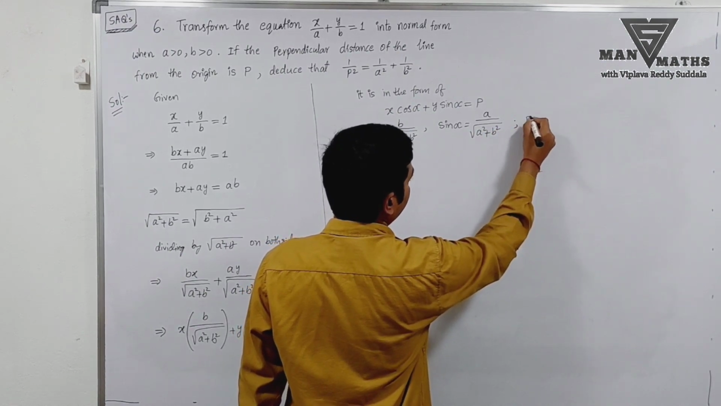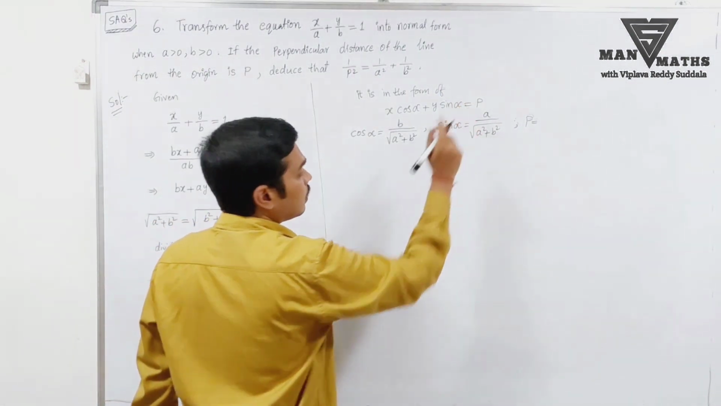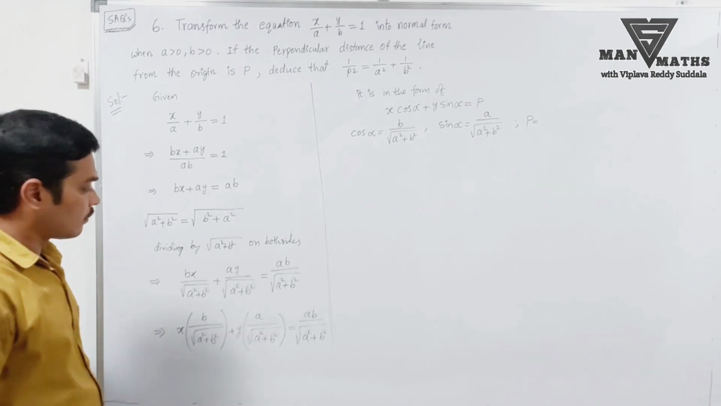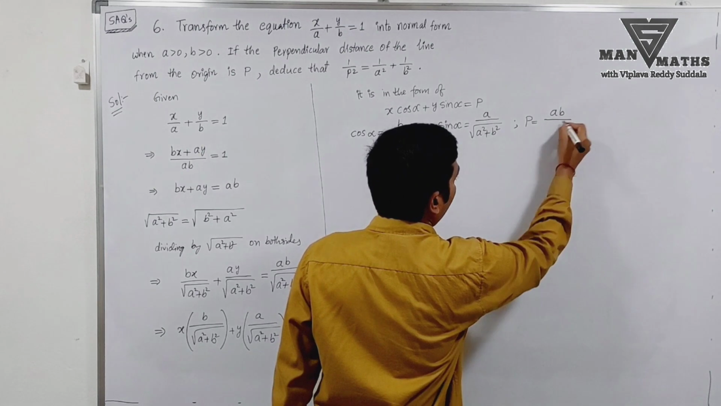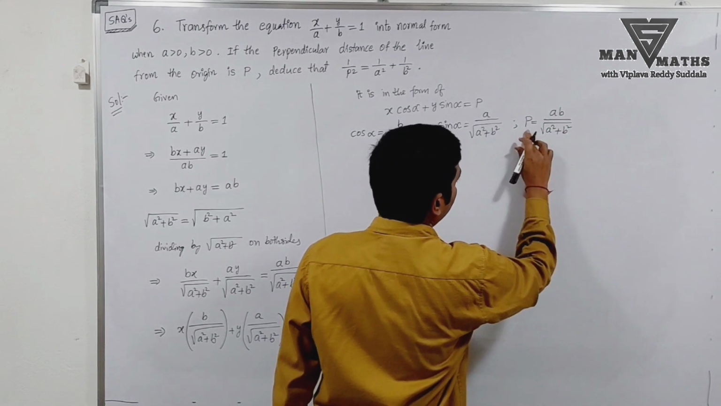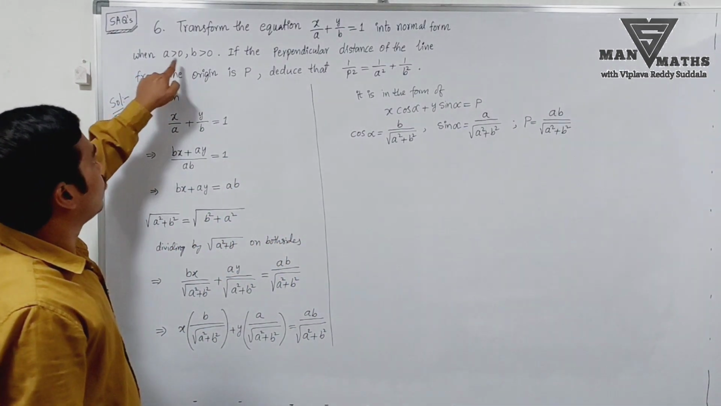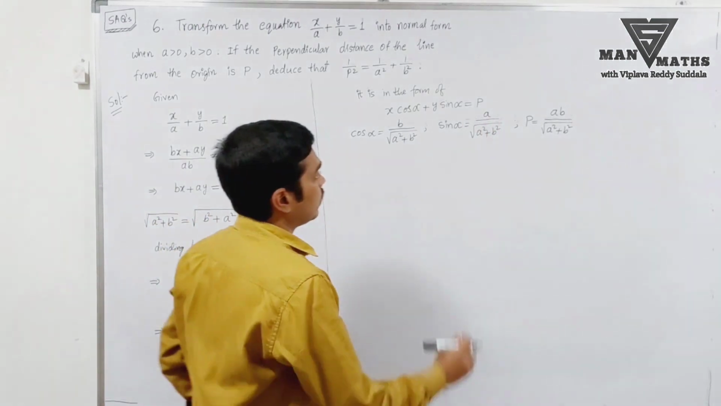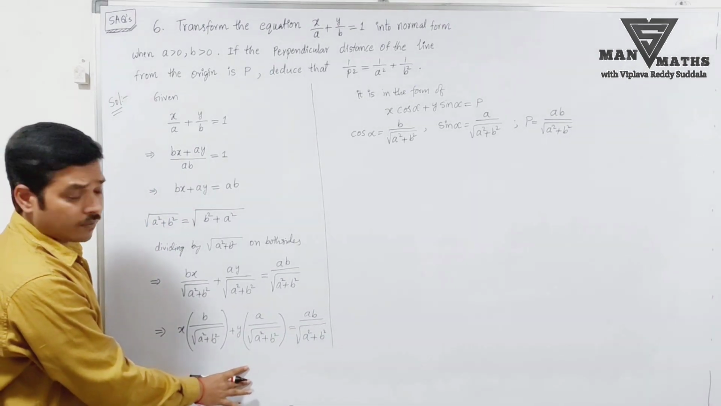And what is the p value here? The RHS part is nothing but, in normal form, p for perpendicular distance from origin to the straight line, given that it is ab by under root of a square plus b square. Perpendicular distance is always positive. Here it is already given that a and b are both positive, so ab by under root of a square plus b square is also positive. This is the normal form of the given line.